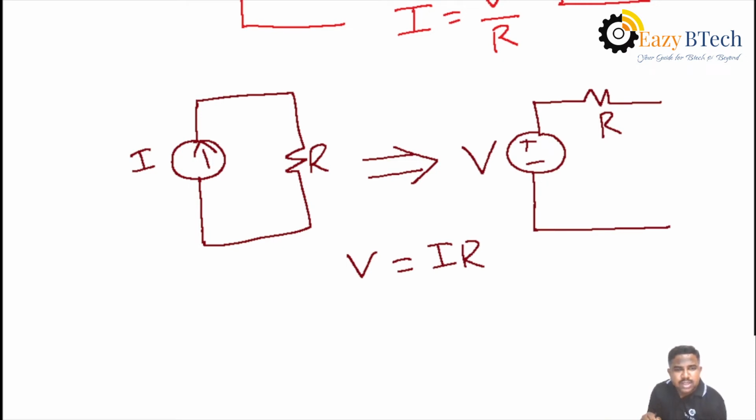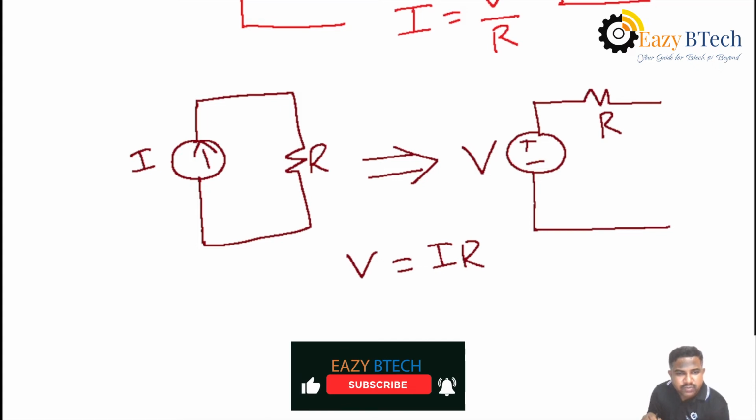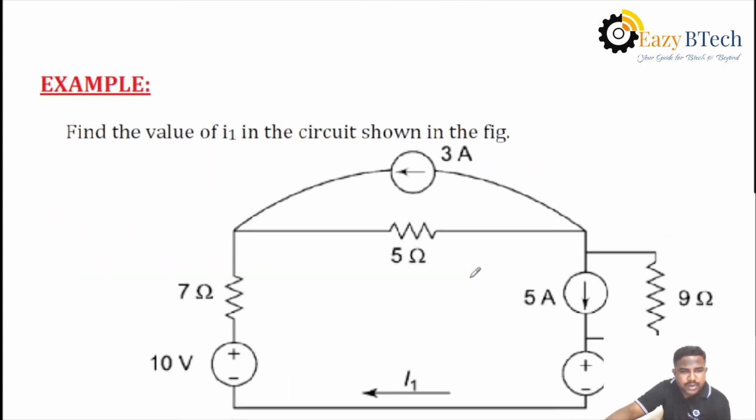By using these two formulas, voltage to current and current to voltage, by applying the source transformation technique, you have to find out the required response in the given network problem. For example, I am taking one circuit here. Find the value of current I1 in the given circuit by applying the source transformation technique.